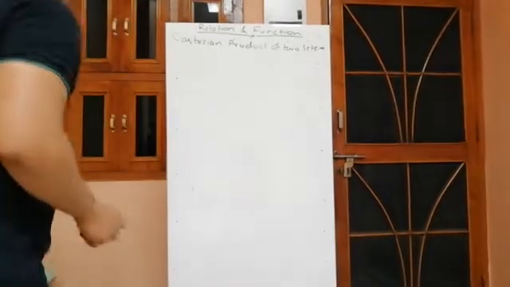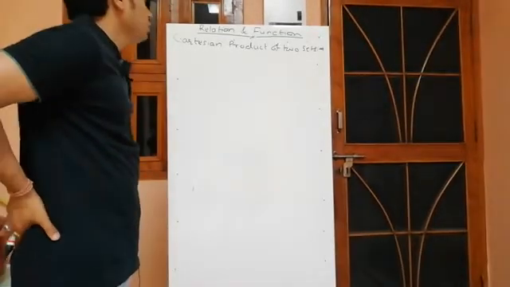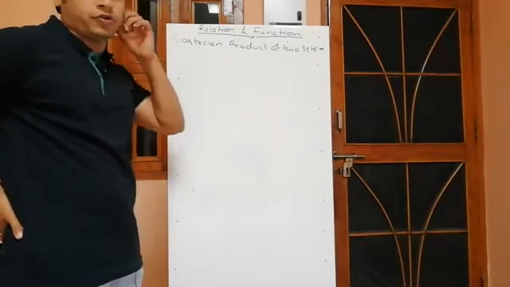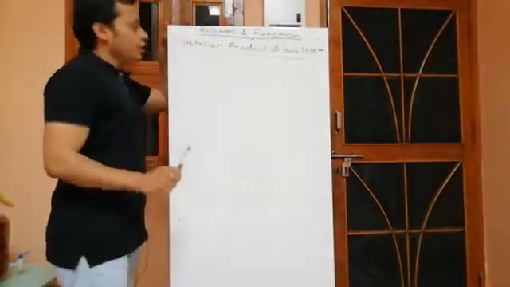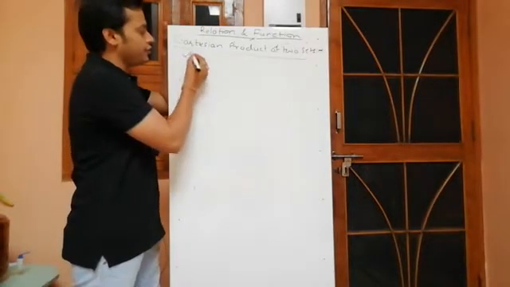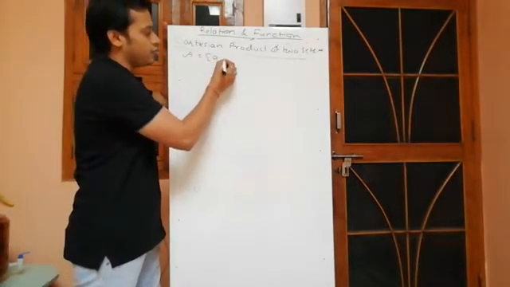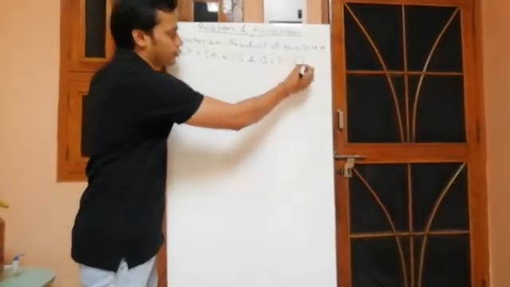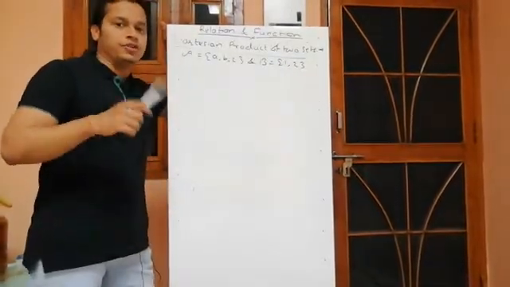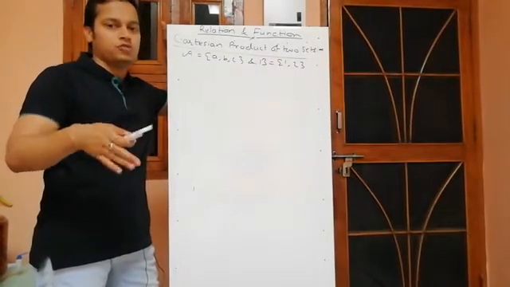Okay, so the first topic we are studying is relation and function, and in this, the first one is the Cartesian product of two sets A and B. Suppose we have two sets A and B. A is {a, b, c} and B is {1, 2}, and you want the Cartesian product of these two sets. Now we have two options, A cross B or B cross A.